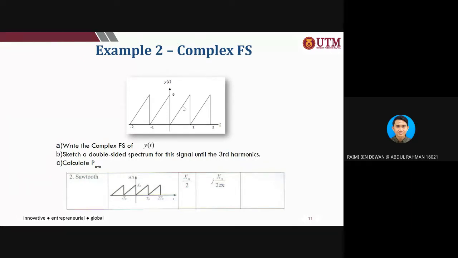So this graph, is it an odd or even signal? Anyone care to answer? Is it odd or even signal, this sawtooth? Even? Even. Okay. Why is it even? Symmetrical at the y-axis. Symmetrical at the y-axis. Any other answers? Who gave the answer just now? Surya, is it? Sorry, I didn't see the name. It was me. Oh, Obada. Obada. Okay. Who else? Is it odd or even?